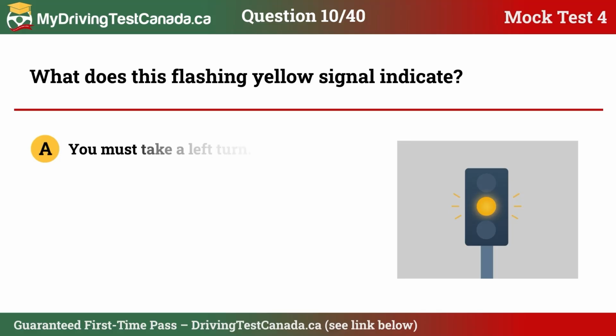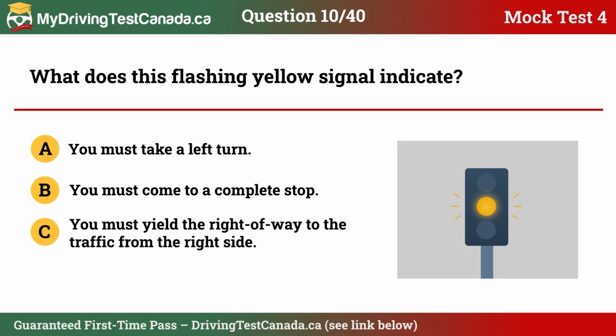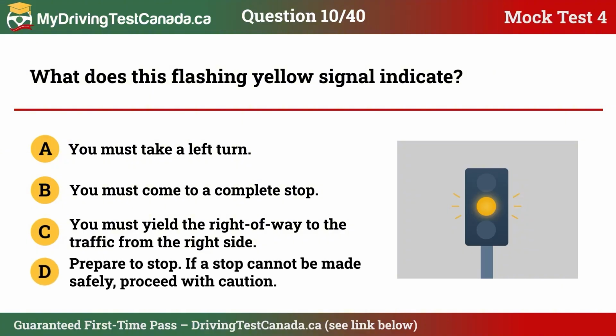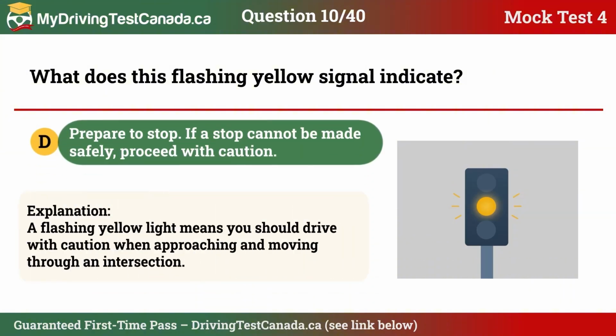Question 10. What does this flashing yellow signal indicate? A. You must take a left turn. B. You must come to a complete stop. C. You must yield the right-of-way to the traffic from the right side. D. Prepare to stop. If a stop cannot be made safely, proceed with caution. The correct answer is D. Prepare to stop. If a stop cannot be made safely, proceed with caution. Explanation. A flashing yellow light means you should drive with caution when approaching and moving through an intersection.